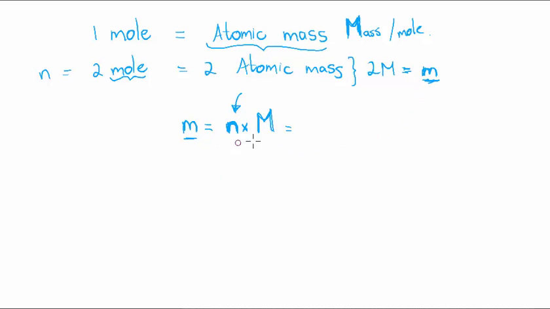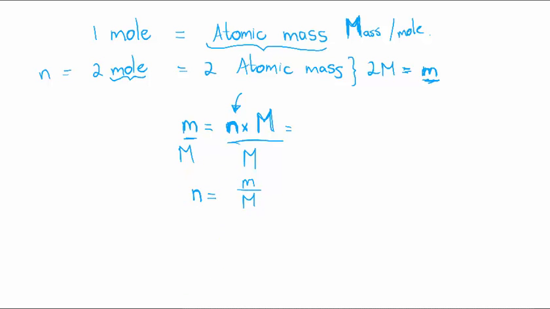Okay, so just change this formula a little bit, divide both sides by capital M, and then I get that the number of moles that I have is equal to the mass that I have divided by the molecular mass. So I'm trying to show you where this formula comes from. Now, why is that important?